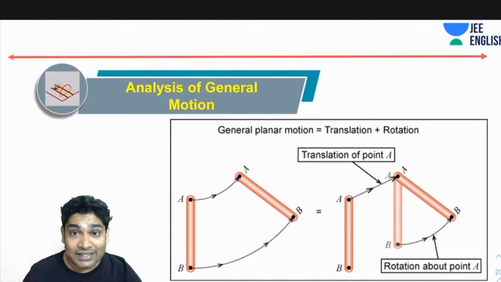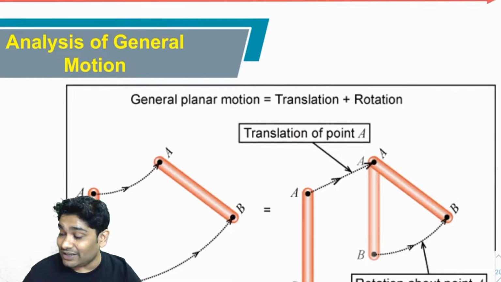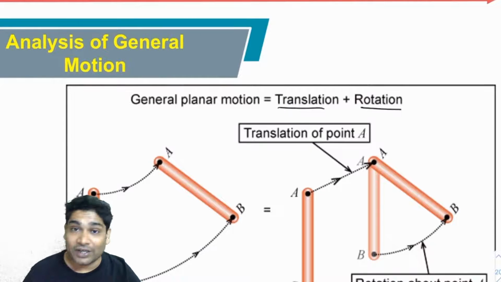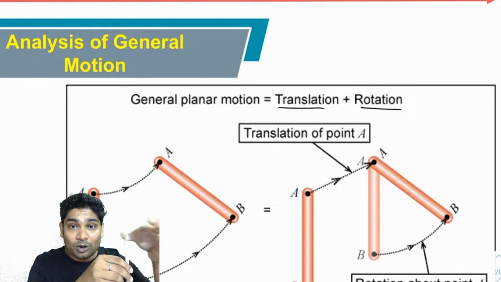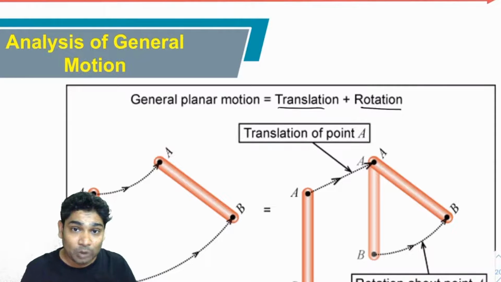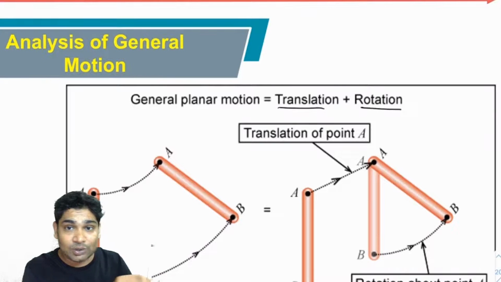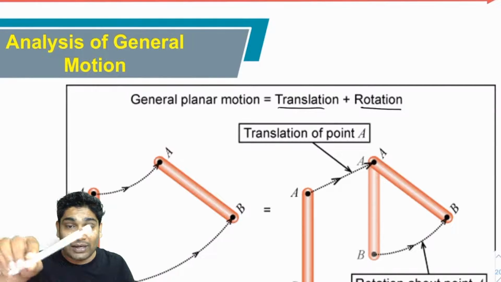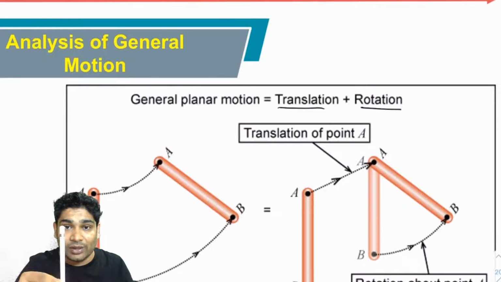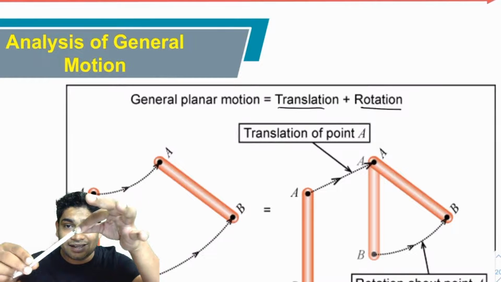Now, as you can see, any general motion can be seen as sum of translation and rotation. So earlier you had pure translation and then you had pure rotation. Now what happens if you combine both these? Then that is what you have general motion as. So general motion is this guy going like this. So this guy going like this can be thought of this guy going like this first and then this guy turning like this.